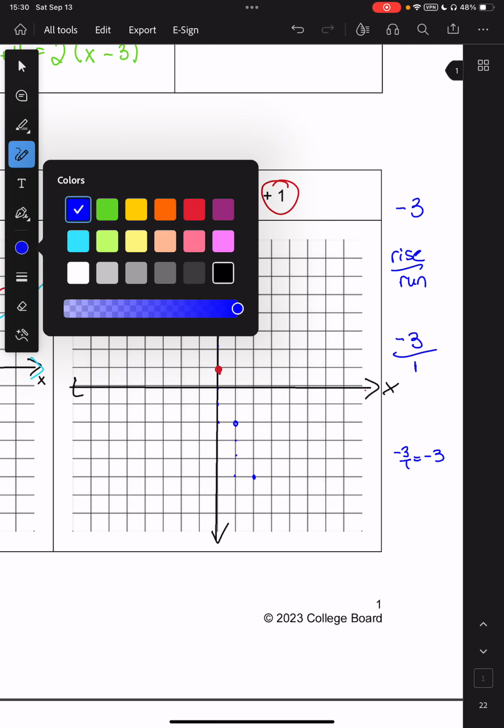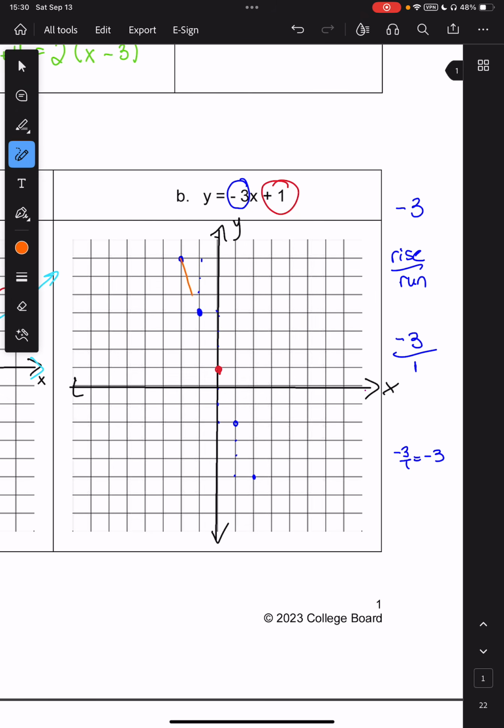And now what we're going to do is connect our points to make a line. So now we connect our points, and then we just extend it in both directions for our line.